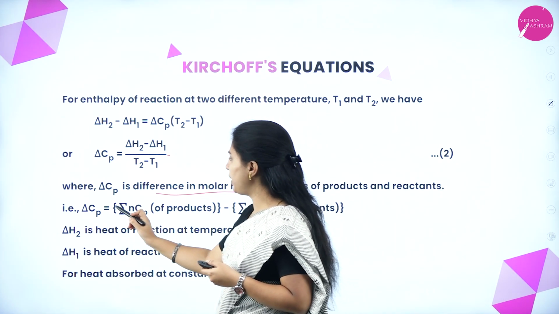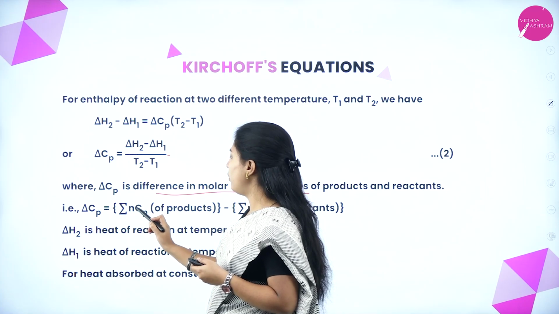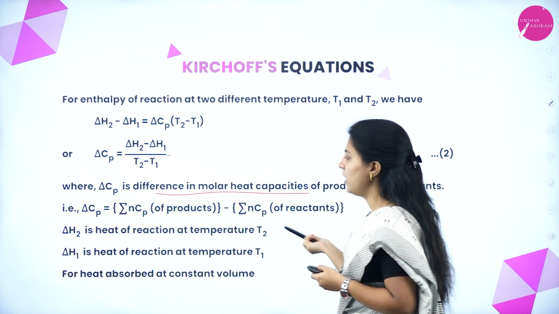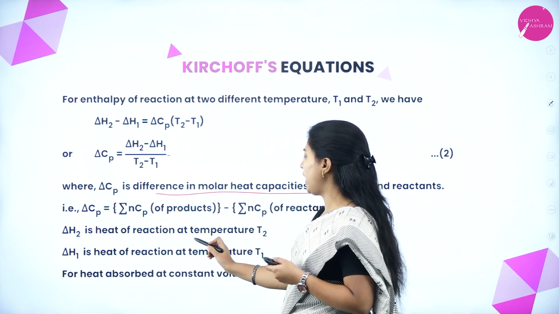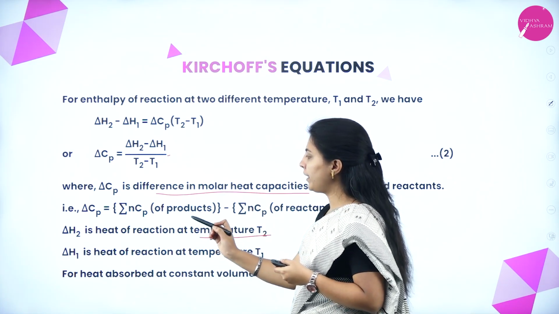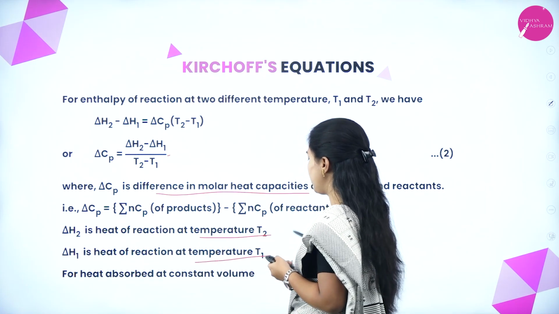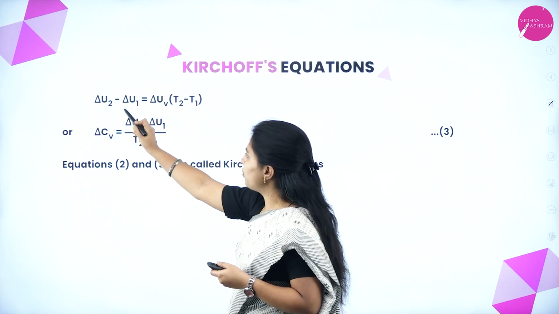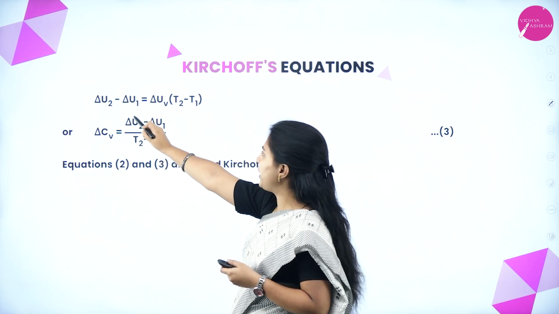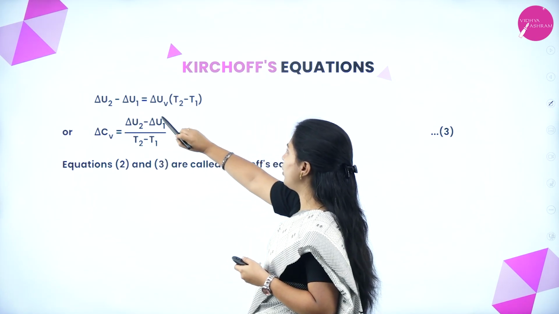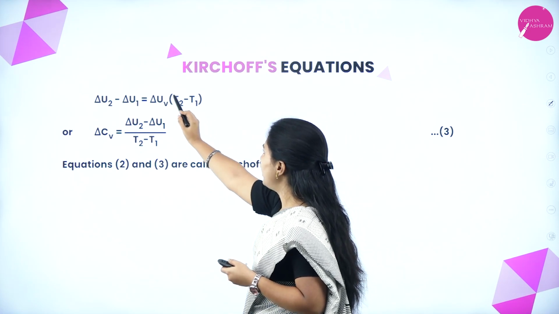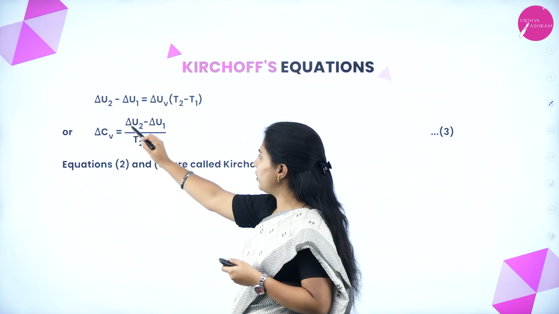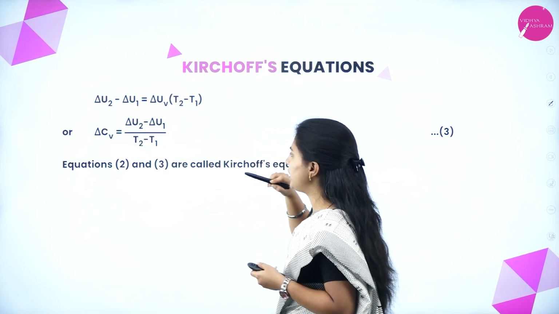That is, delta Cp equals the sum of nCp of products minus the sum of nCp of reactants. Delta H2 is the heat of reaction at temperature T2, and delta H1 is the heat of reaction at temperature T1. For heat absorbed at constant volume, delta U2, that is internal energy, minus delta U1 equals delta Cv into T2 minus T1. So, delta Cv equals (U2 minus U1) by (T2 minus T1).